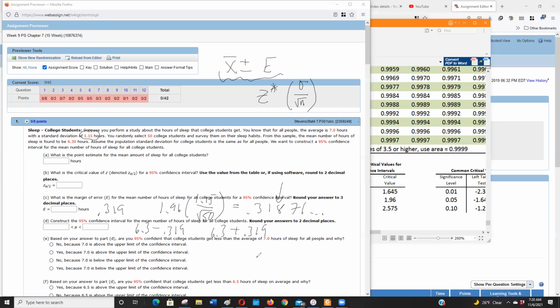Now, are we confident the average college student gets less than 7 hours of sleep? Well, this is the upper bound. 7 is more than that. Here's the mean, 6.3, and the upper cutoff will be 6.619, and 7 hours falls outside that range. Because that 7 is above our confidence interval, we are confident that college students, on average, are getting less sleep than the normal 7 hours, and that's because the 7 is above the upper limit of the confidence interval.